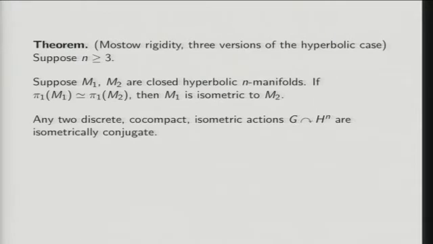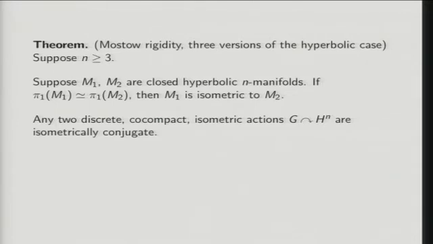Discrete just means the actions are properly discontinuous, or equivalently, essentially you get a discrete subgroup of the isometry group of hyperbolic space. Co-compact just means the quotient is compact. And an isometric conjugacy is just an isometry which is equivariant with respect to the two actions.